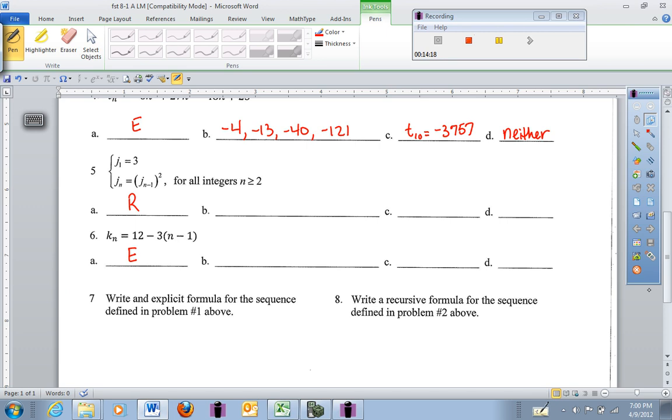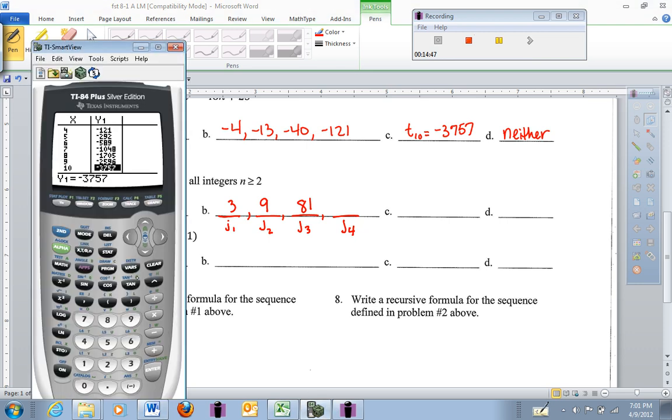Okay, let's try number 5. In number 5, we have that j sub 1 is equal to 3. Then I want j sub 2, and j sub 2 is the previous term squared. So 3 squared would give me 9, wouldn't it? And then j sub 3 is going to be this term, 9, squared again. 9 squared is 81. And then j sub 4 is going to be 81 squared.